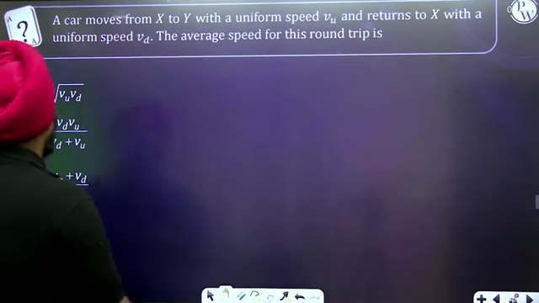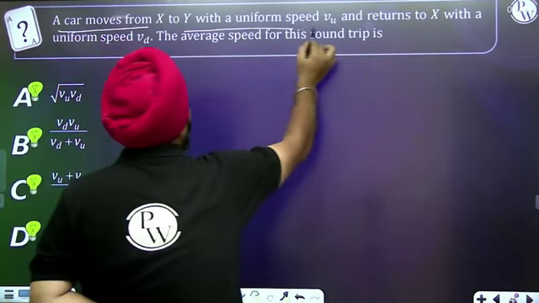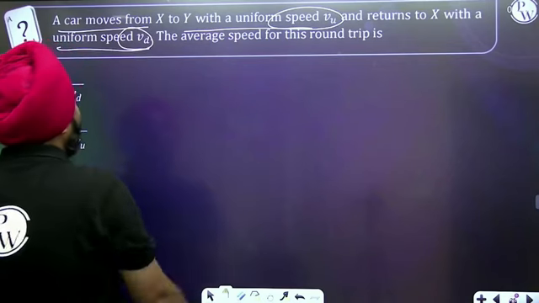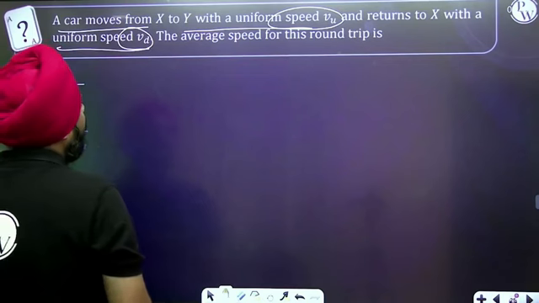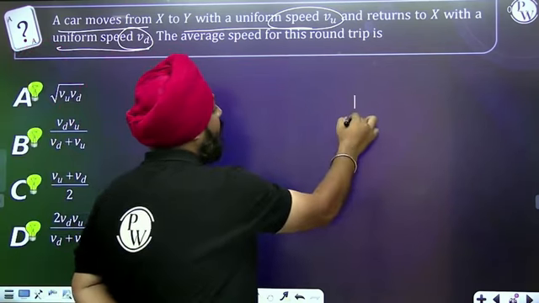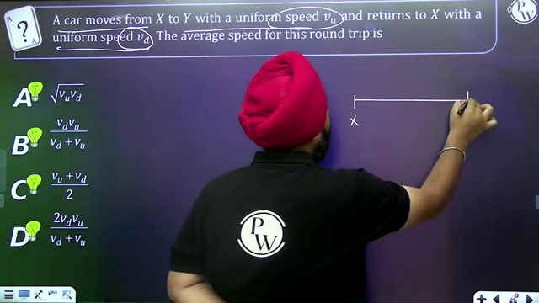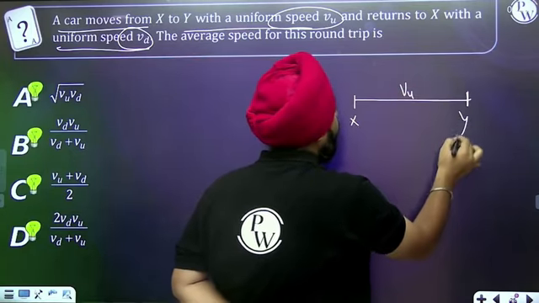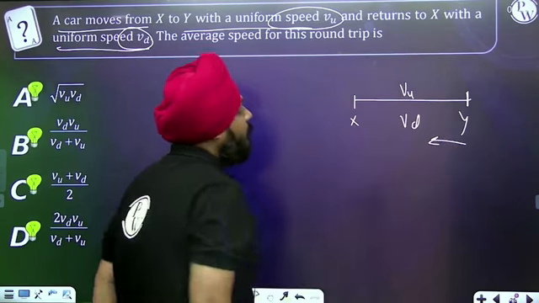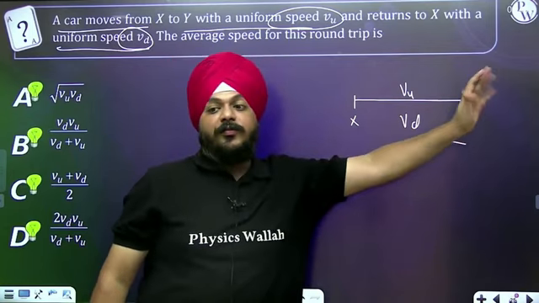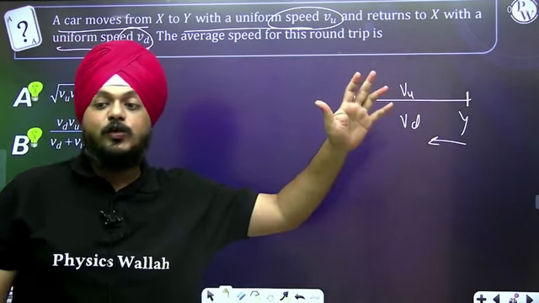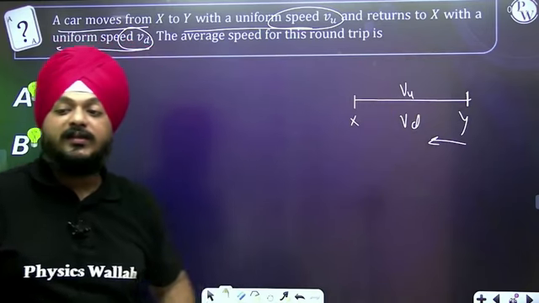A car moves from X to Y with the uniform speed Vu and returns to X with the uniform speed Vd. The average speed for the round trip will be what? Same: it starts from X, reaches Y with the uniform speed Vu and returns with the uniform speed Vd. It's moving distance d in the front direction, and d in the back direction, from X to Y and from Y to X.